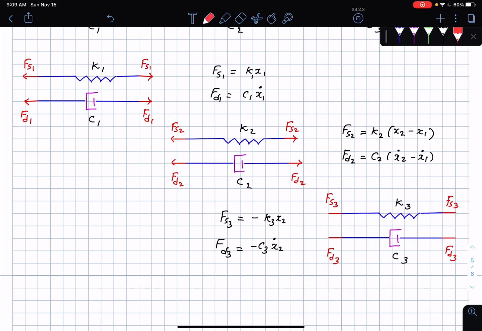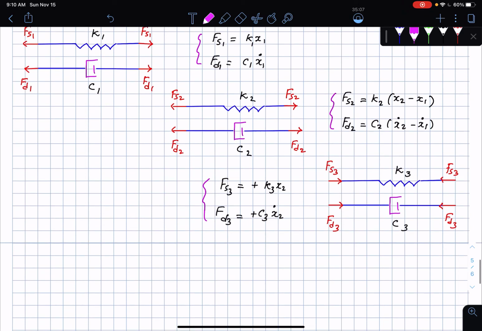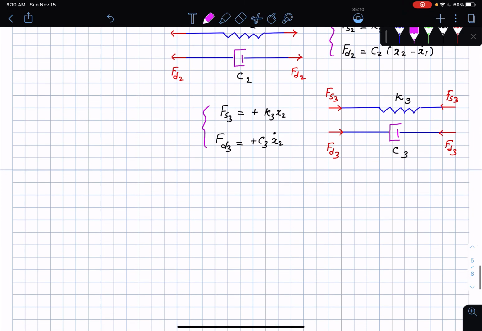Here is what I can do. I can show that this spring is in compression and the damper is also in compression for a positive x2, which means that this is now going to be plus and plus. This is the convention that I want to be using. So this is the set of spring and damping forces that we have for each pair of springs and dampers. Then I go ahead and draw the free body diagram of the masses and so on.